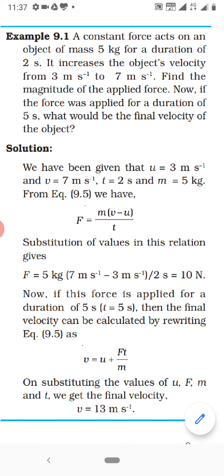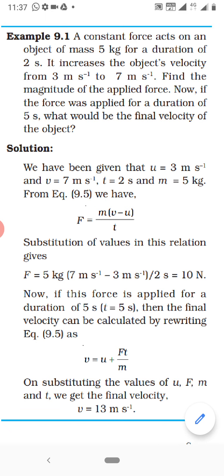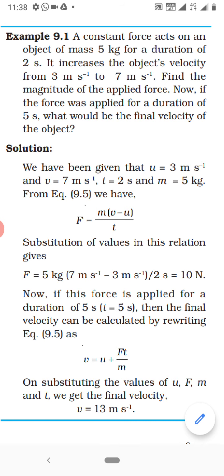Example 9.1. A constant force acts on an object of mass 5 kg for a duration of 2 seconds. It increases the object's velocity from 3 meters per second to 7 meters per second. Find the magnitude of the applied force. Now, if the force was applied for a duration of 5 seconds, what would be the final velocity of the object? Now, what is given?